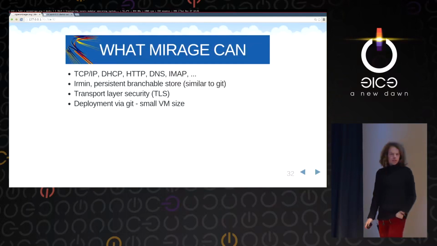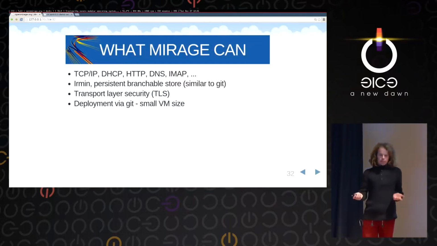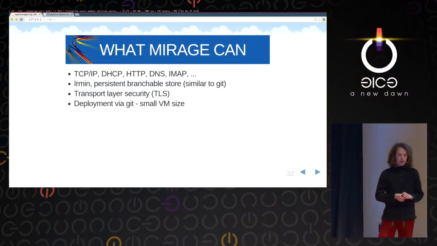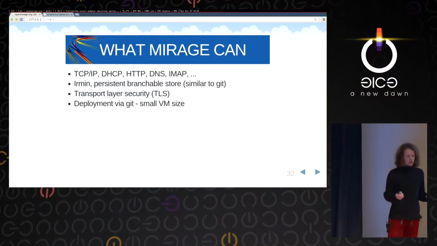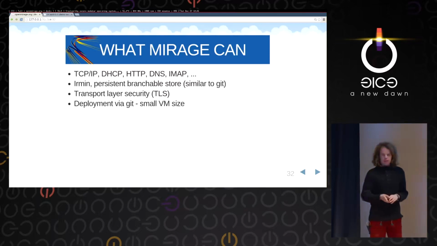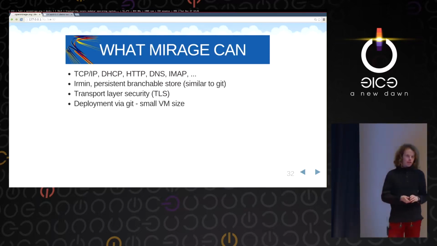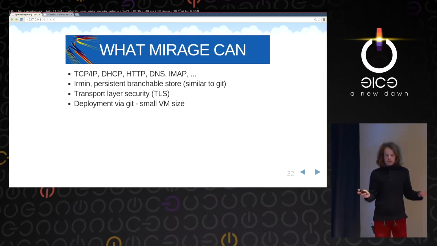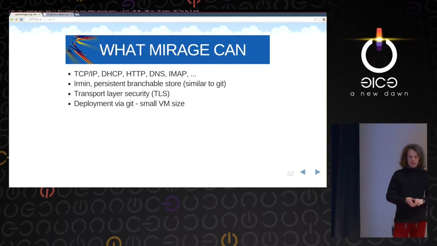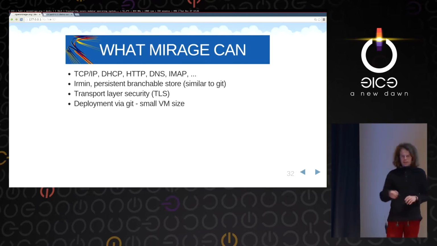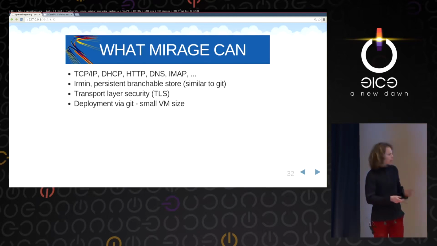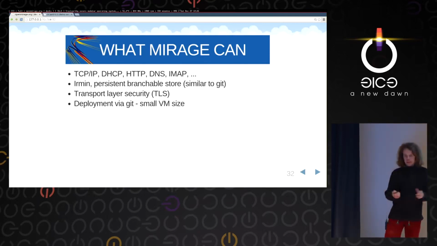Well, we do have TCP/IP, we do have some basic protocols like DHCP, HTTP, DNS, IMAP. We have a solution for the storage. We have Irmin, which is a persistent branchable store, which is similar to Git, but completely implemented in OCaml and composable and has various backends like in memory or on file system and so on. Then we have transport layer security, a TLS stack.